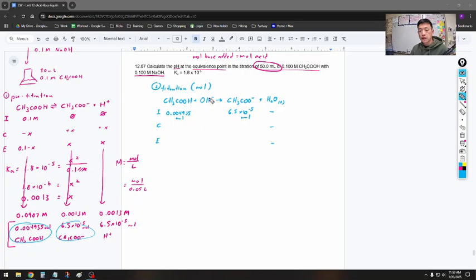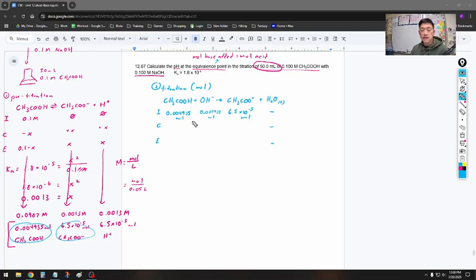Now, we have to go to equivalence point, so we need a value for how much base we're adding. But if you guys remember, equivalence point means that the moles of base added is equal to the moles of acid that was in the solution to begin with. So if we start with 0.004935 moles, that means we are going to be titrating in 0.004935 moles of our base.